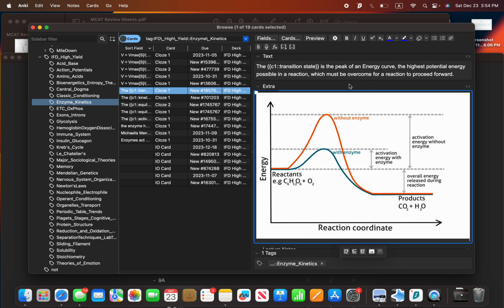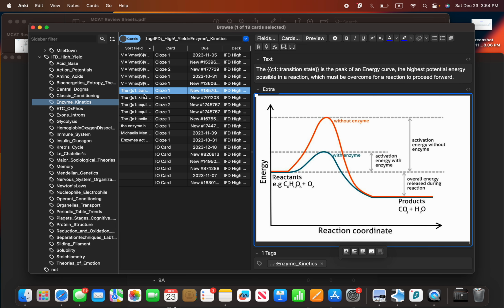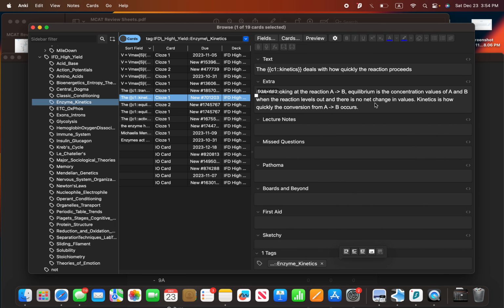So the transition state is the peak of an energy curve, the highest potential energy possible in a reaction. And this must be overcome for a reaction to proceed forward. Cool? Cool. The kinetics deals with how quickly the reaction proceeds. So kinetics is basically about the speed of the reaction.